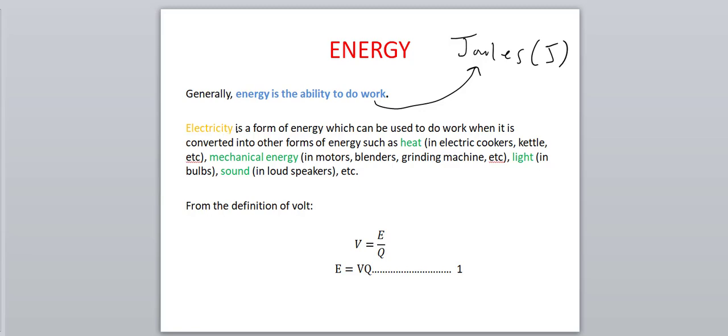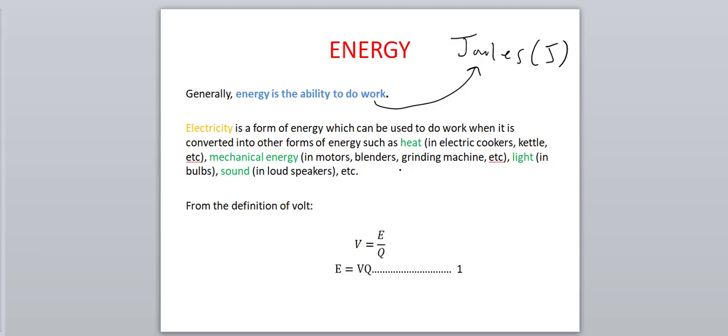Now, we know that electricity is a form of energy which can be used to do work whenever it is converted into other forms of energy, such as heat. So when electricity is converted to heat, work is done. And there are devices that incorporate that change of energy. An example is an electric cooker or kettle. These devices can convert electricity into heat energy.